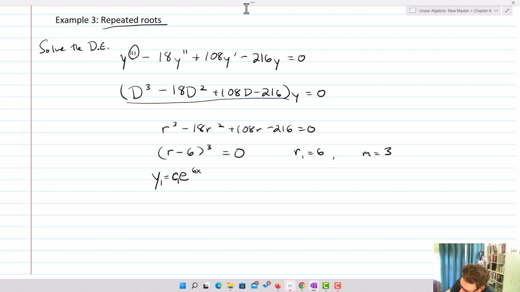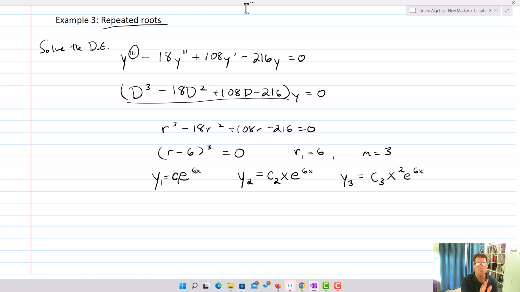Our modification now is to say y2 is going to equal c2, some unknown constant, and I'm just going to add a power of x. In this case, x to the 1, so it's x e to the 6x. There's my modification. Then y3 needs to be linearly independent from y1 and y2, so we take c3, my constant, and have it be x squared e to the 6x. If we use the Wronskian, you'll see these 3 solutions are linearly independent.